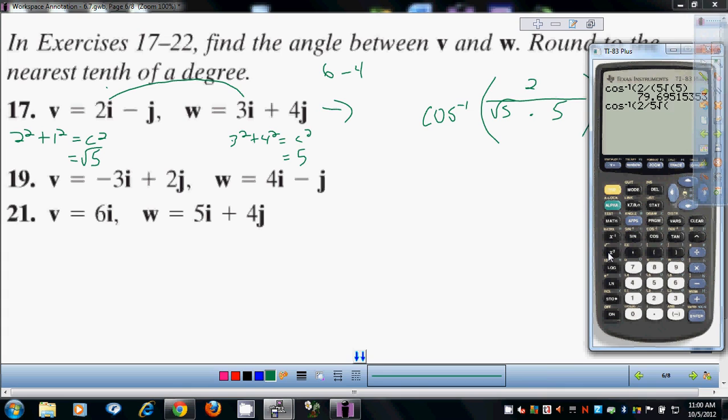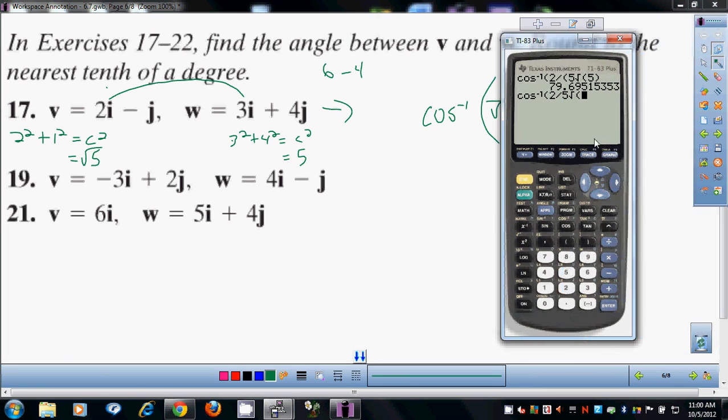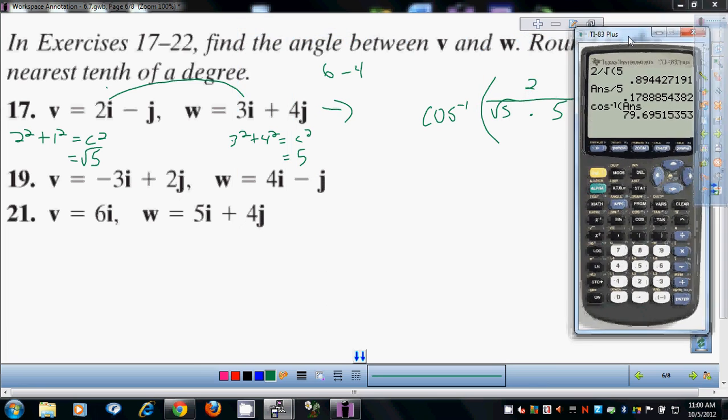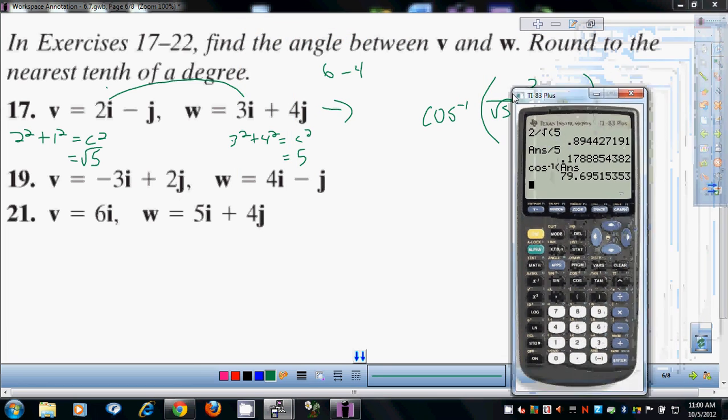I'm glad that happened because that's going to happen to a lot of people. The problem with punching these things in, did it work that time, is all these parentheses, which is why it's actually safer to do it like this. Do the actual math portion, so that's 2 divided by the square root of 5, divided by 5, second cosine of that. That way you don't even have to worry about parentheses if you just do it one step at a time, but it's up to you.